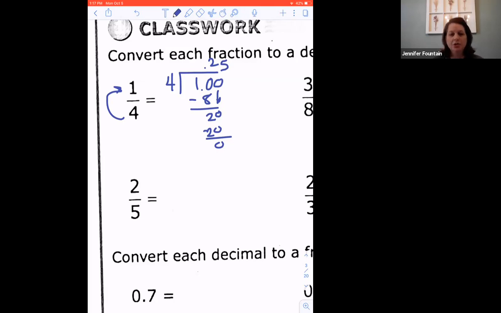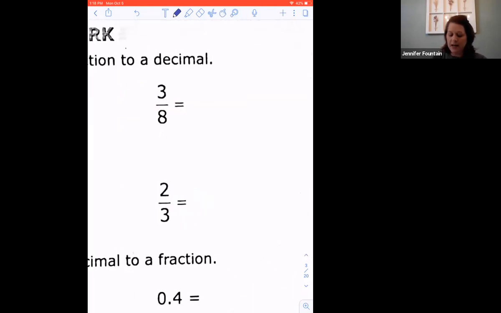Below that, I have 2 divided by 5. So that means I have 5 into 2. 5 will not go into 2, so I put my decimal and add a 0. Go ahead and put my decimal in my answer. And I can see that 5 will go into 20 4 times. And 4 times 5 is 20. I subtract, and I have no remainder. So 2/5 is equal to decimal 0.4. Go to the right-hand side.